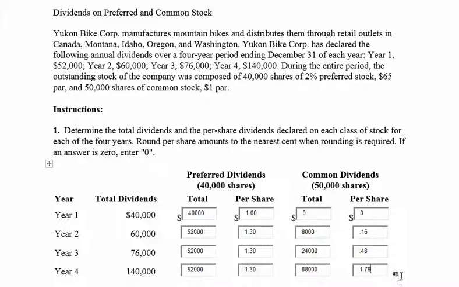So you can see from this that the more money a company has available for dividends, the more chance that you're going to get a dividend if you're a common stockholder, and the more that you will earn in total if you're a common stockholder.